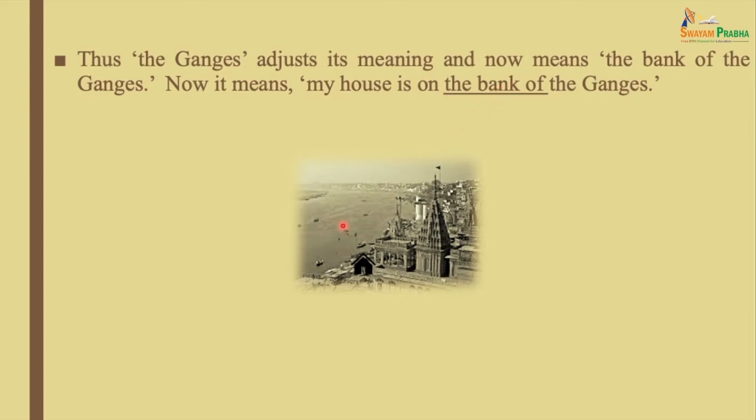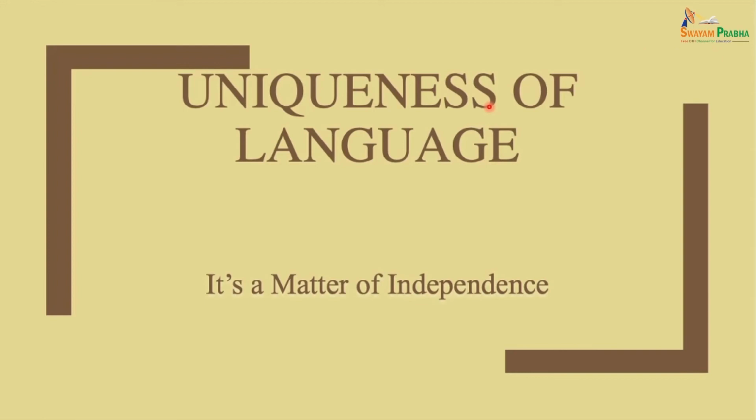So the house has now shifted from here to there, right? So that adjustment is Lakshana. So the Lakshyartha of the word Ganges is now the bank of the Ganges. So that is a deviant meaning. So this is Lakshana, the secondary power of the word.